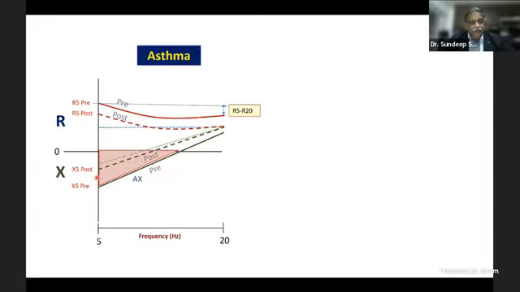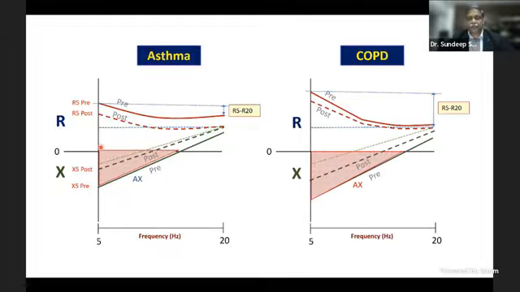After giving a bronchodilator, you can see that the X5 value becomes less negative. From here, pre-bronchodilator to post-bronchodilator, which is here, the resonant frequency shifts from here to the left. So there is a shift to the left in resonant frequency after a bronchodilator, and this triangular portion after a bronchodilator becomes smaller than the pre-bronchodilator value. So this is what you classically get in a patient with asthma.